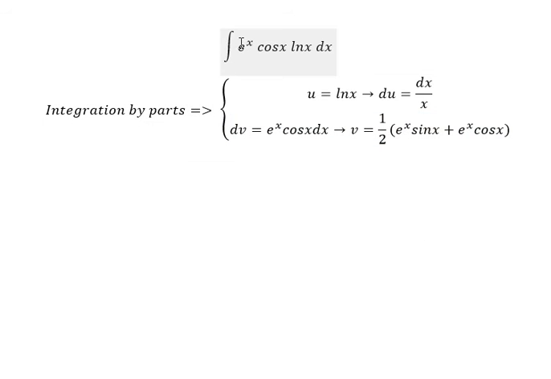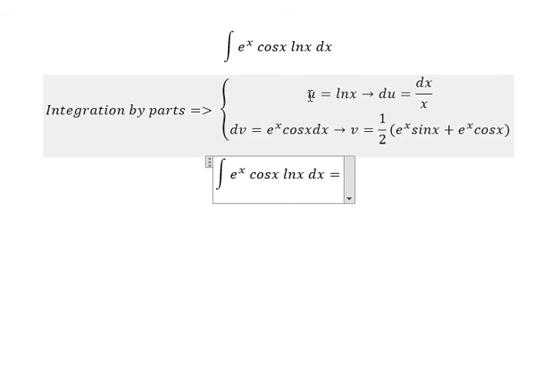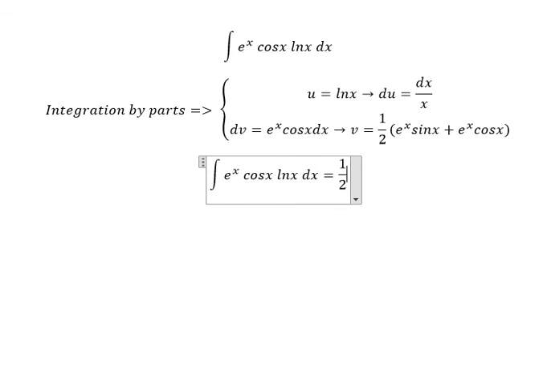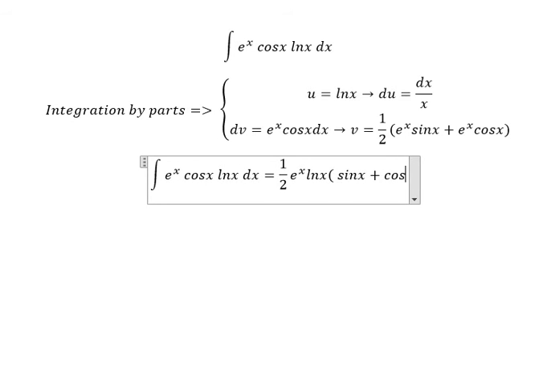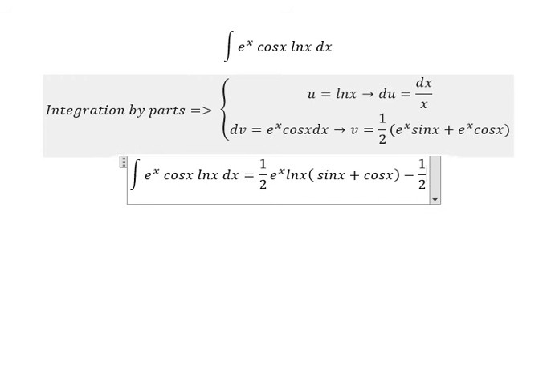And now we have u multiplied with v, so you get 1 over 2 e to the power of s ln s multiplied with sine s plus cosine s. And now we have the negative 1 over 2.